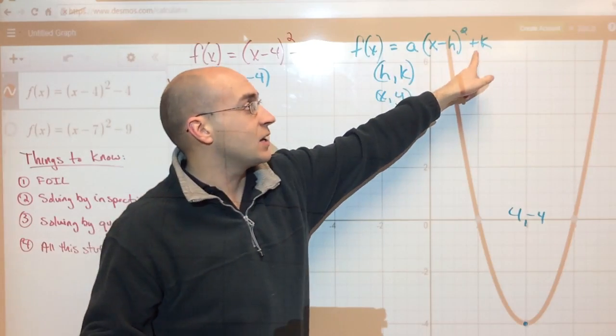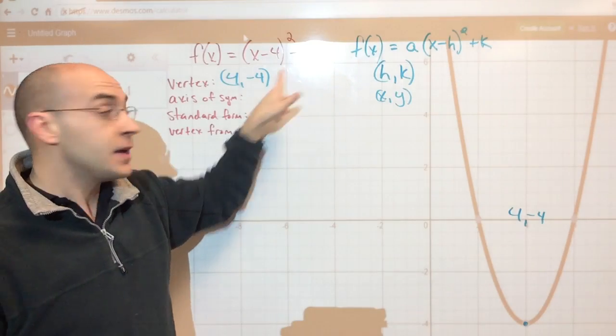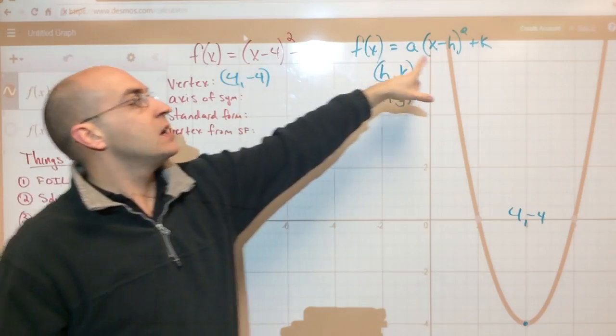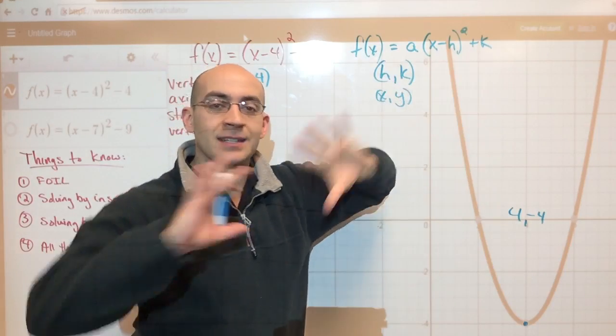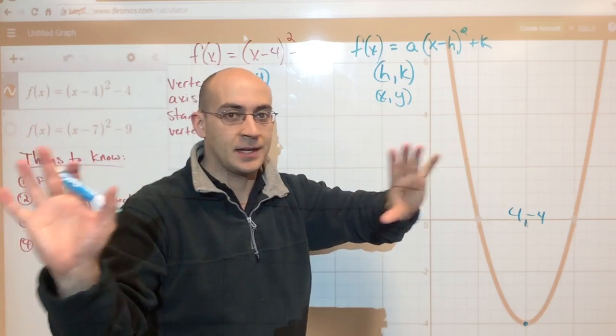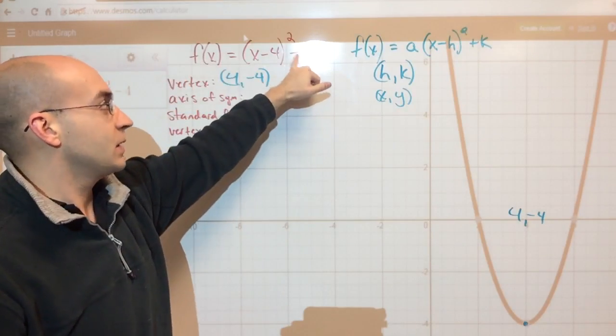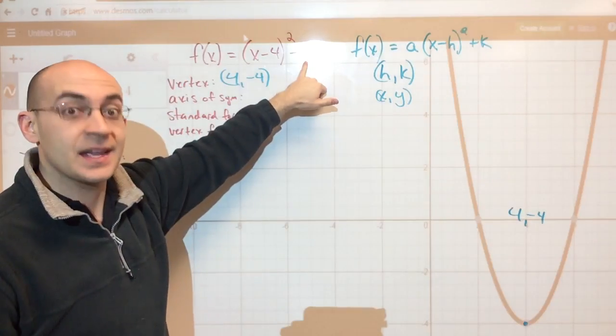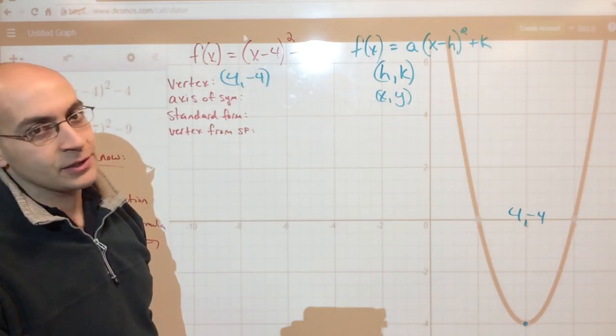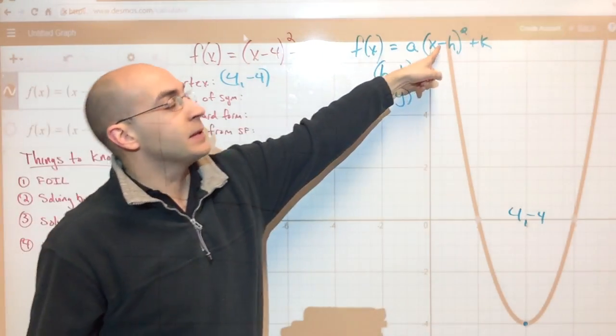So whatever is back here, if this was a plus 4, it would be plus 4. Because there's a plus built into the function, it doesn't matter whether it's minus or positive. It's just going to be whatever this whole end thing is as your y value. Now the x value is a little bit trickier. There's a minus built in.